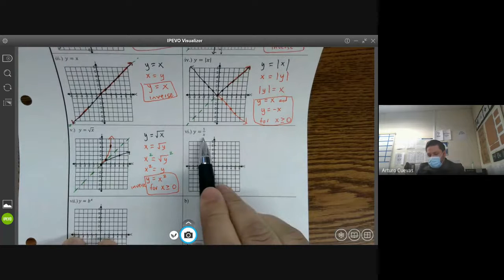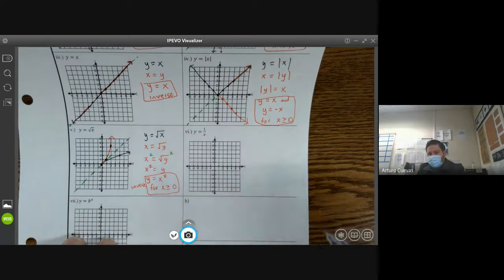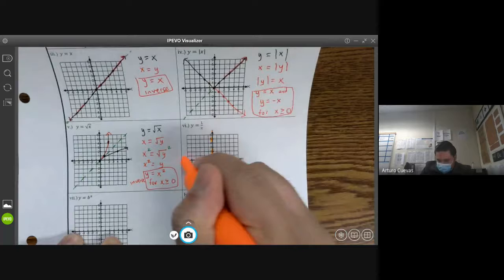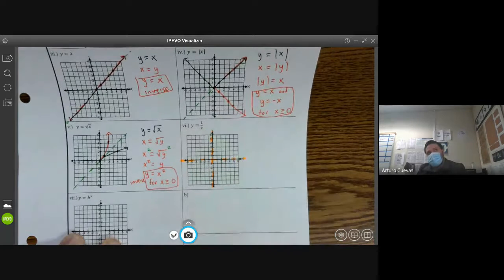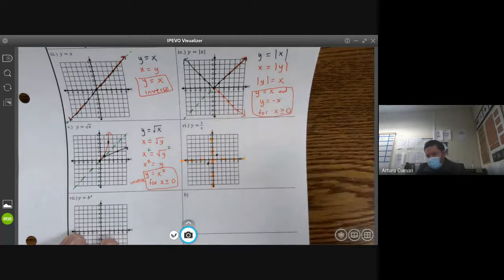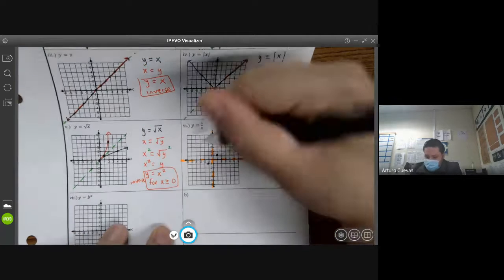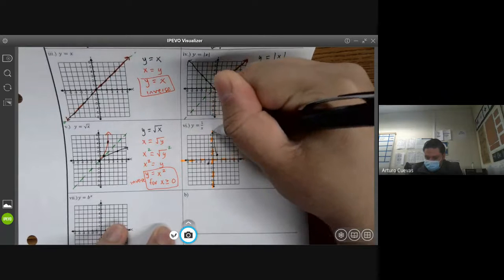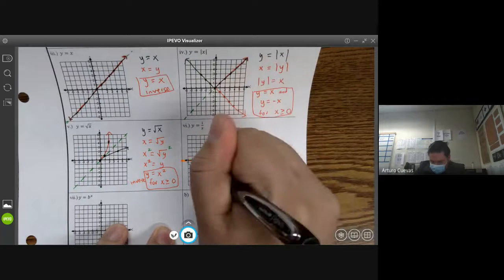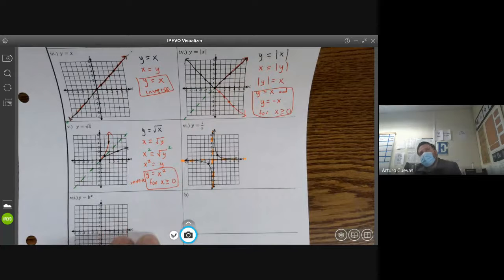What do we call this one? Rational. And we know rationals have how many asymptotes? 2 asymptotes. A vertical asymptote on the y-axis and a horizontal asymptote on the x-axis. What are some key points? 1, 1, and -1, -1. And that's really the only key point. And the curves follow the asymptote. Okay? So this is our parent rational function.